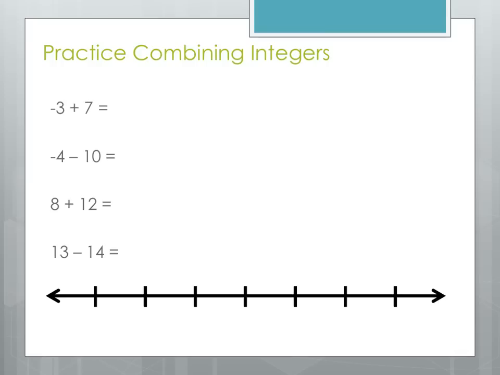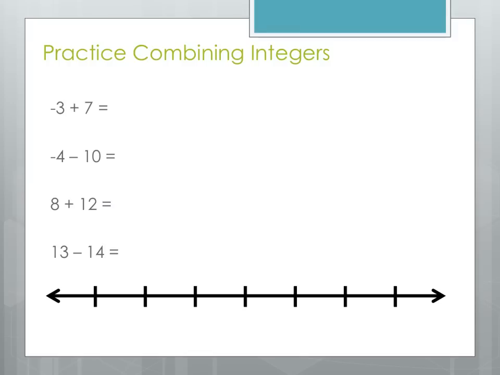All right, let's do some more practice combining integers. In all these examples, you can see that there are no double signs, so we don't have to worry about that. We can just practice those combination rules that we saw in the last two slides of this video. So the first problem, negative 3 plus 7. The signs are different, so we're going to subtract these two.